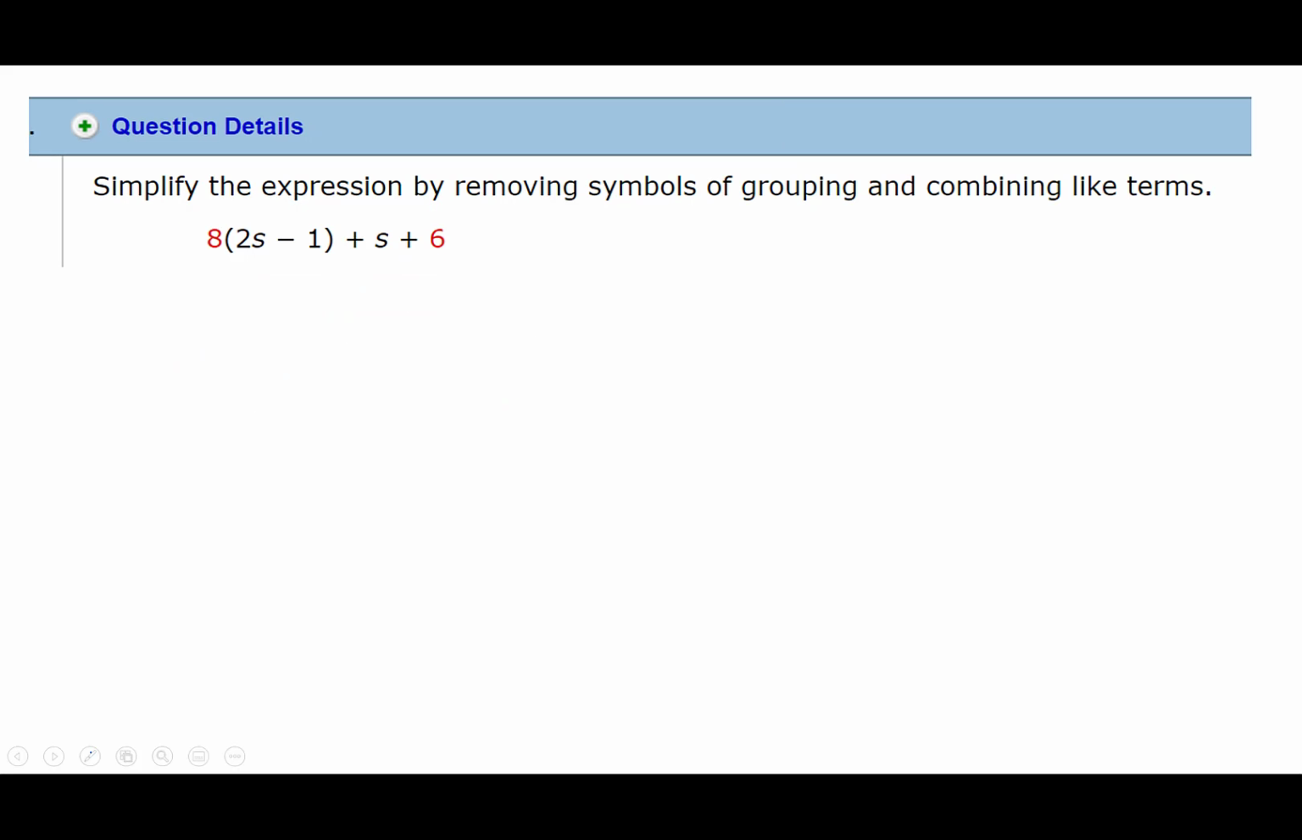Okay, we're going to do the same thing. We're going to collect like terms. There's some extra instructions here: by removing symbols of grouping and collecting like terms. It just means you'll need to do the distributive property first and then collect like terms. The first thing I want you to do is multiply 8 times 2s and 8 times -1. That's 16s minus 8 plus s plus 6.